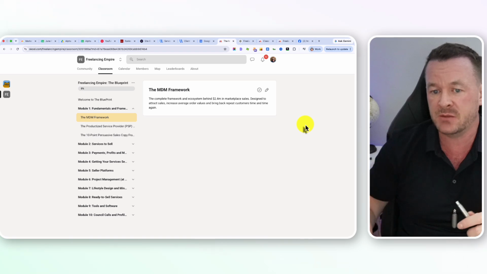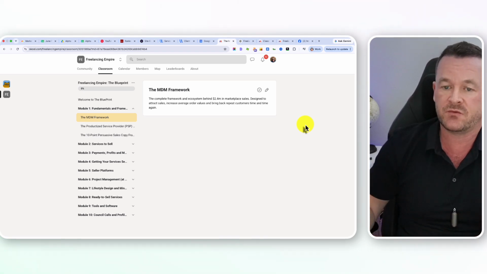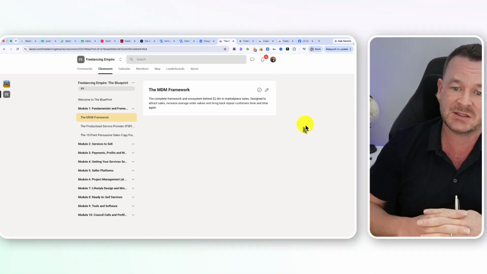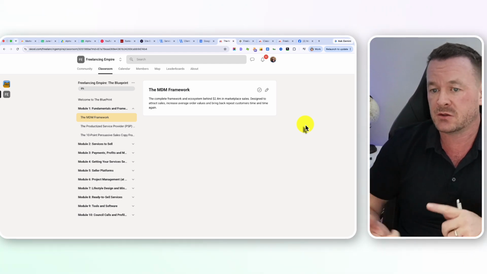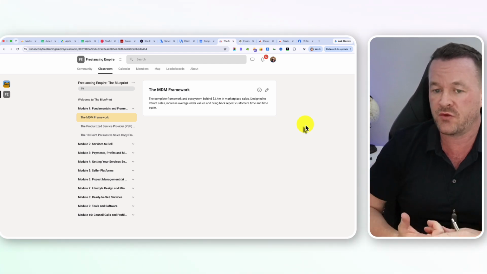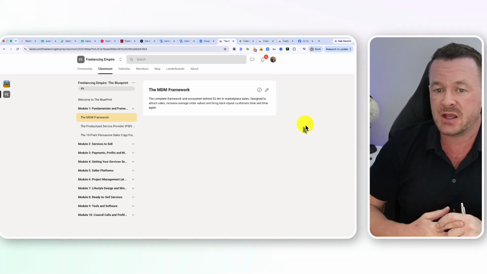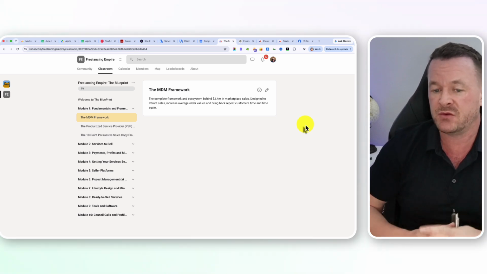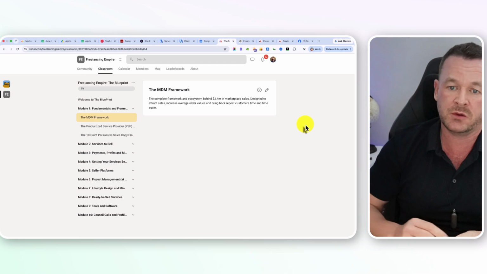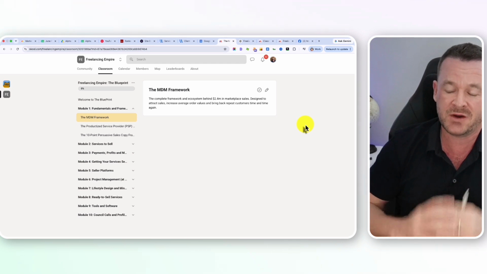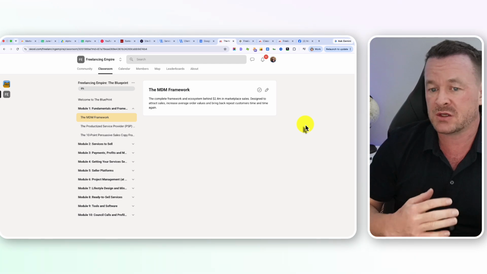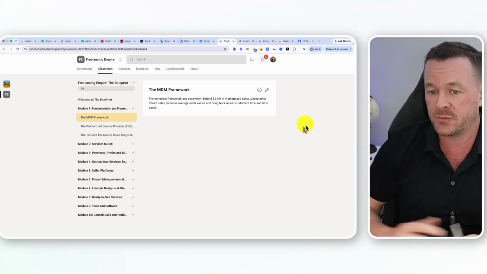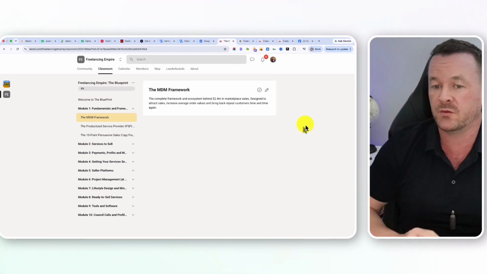Now, once you've understood the MDM framework, we then talk about the productized service provider model, or the PSP model, which is very different from a traditional type of SEO agency, which essentially means that you don't have to take calls, you don't have to work on contracts, and you can actually have all of these services and everything fulfilled by other people on your behalf. And that's why I'm very passionate about the freelancer model using the productized service provider framework, because this is a business that can grow and can stay with you for many years.